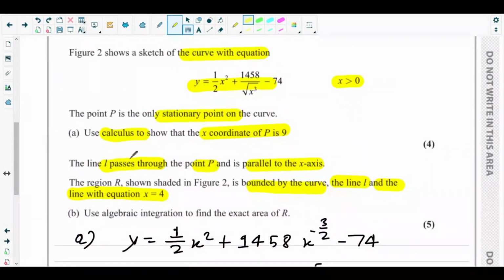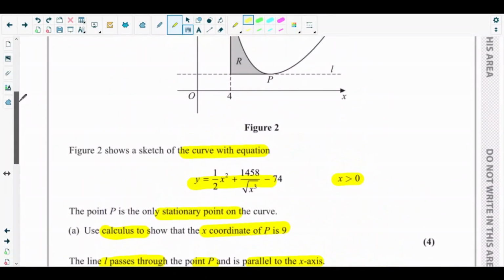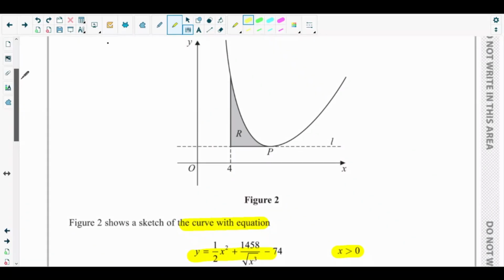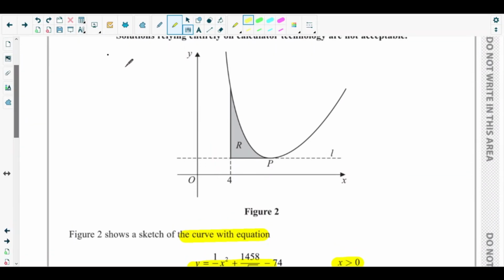Part B asks us to use algebraic integration to find the exact area of R. So we need to find the exact area of region R. Let's see the figure. How can we find the exact area? What we will do at first is integrate the curve from this point P, that is x equals 9, to 4. As we integrate this definite integral, we will get the whole area under the curve and the x-axis, right?